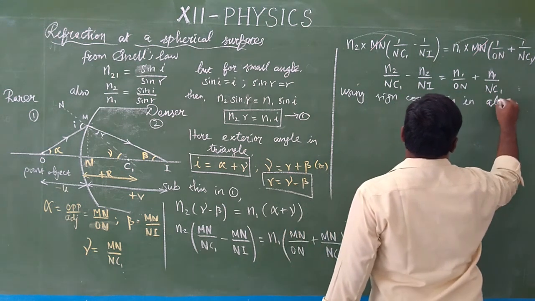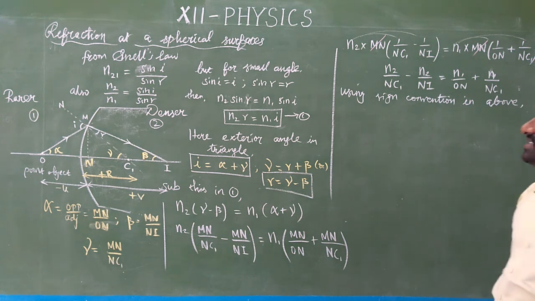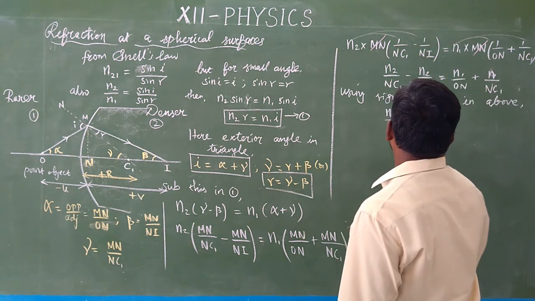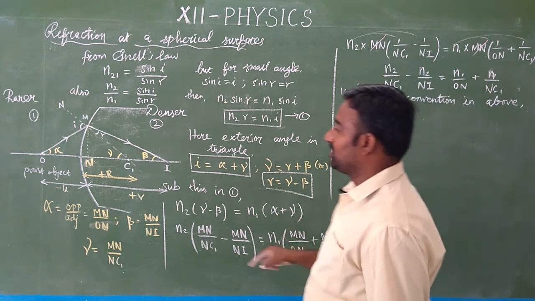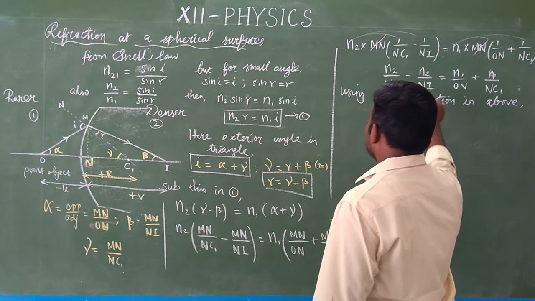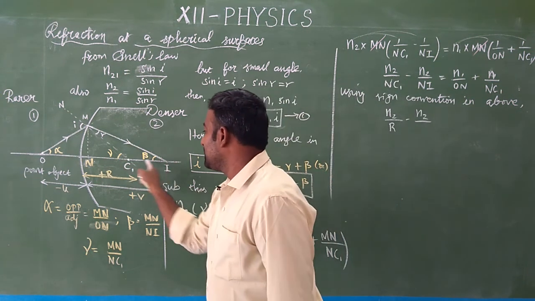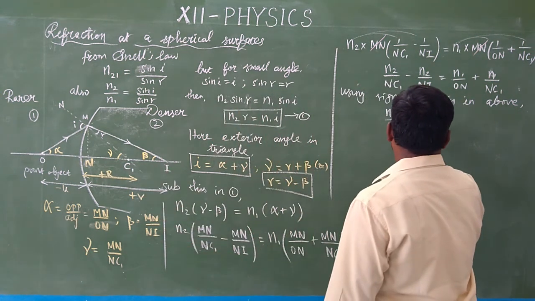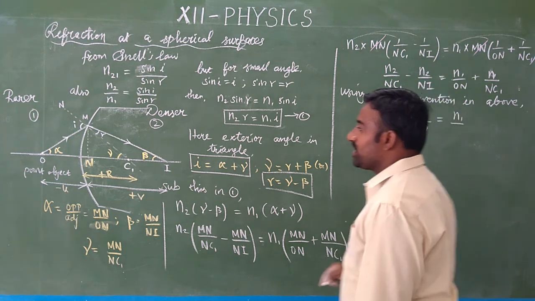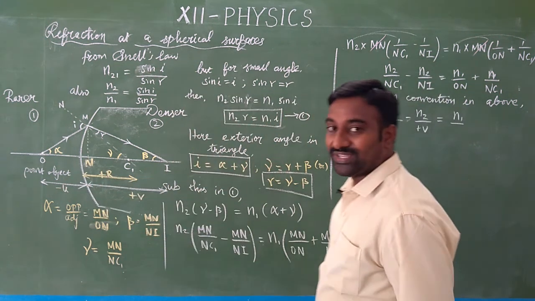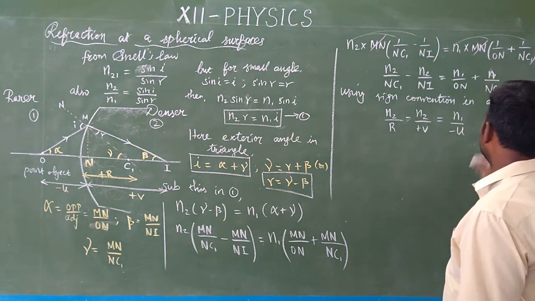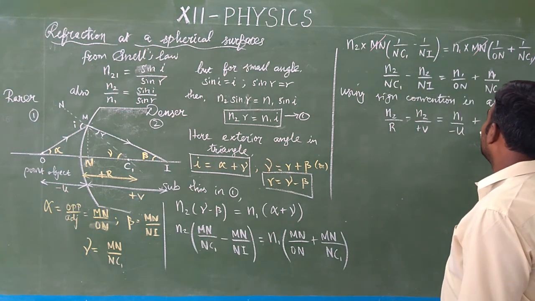Using sign conventions in the above relations, what you will get? N2 by Nc1. Nc1 is the radius of curvature, so R, minus N2 by Ni. Ni is the image distance, so it's a plus V, which is equal to N1 by On. On is the object distance according to sign. It is in the left hand side, so the left hand side measurement is taken as minus, so minus u plus N1 by R.